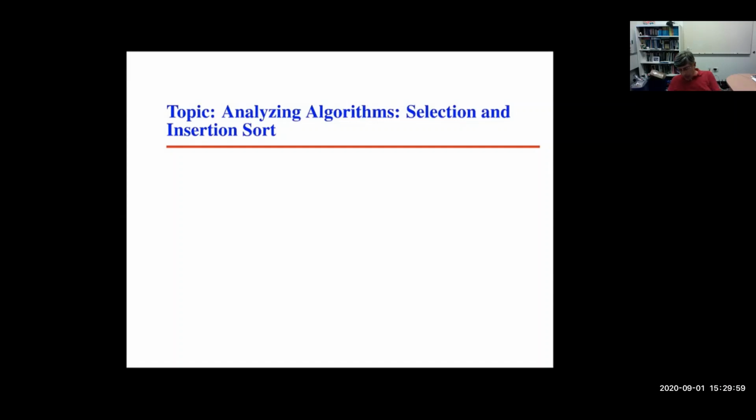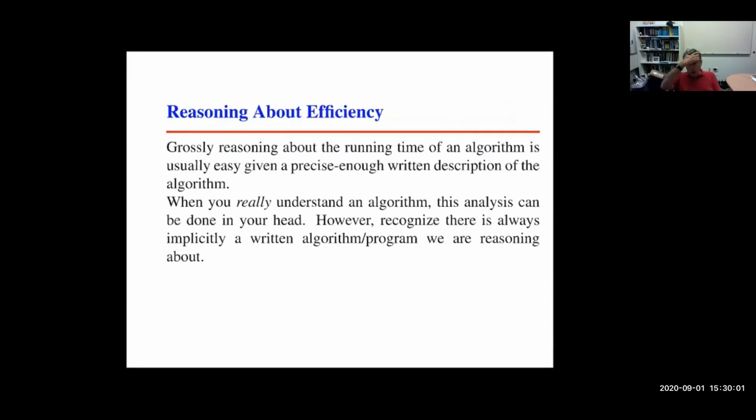Let's look at how we can talk about the worst case running time of algorithms, because that's really what we're in here for. That's really the business. How do we come up with a theta bound or a big O bound or an omega bound for the running time of an algorithm? How do we reason about the efficiency of an algorithm?